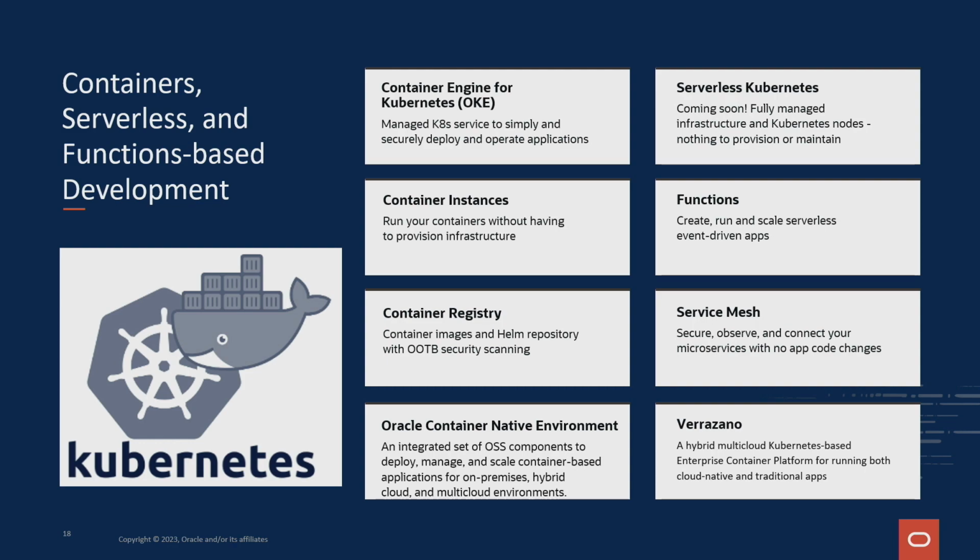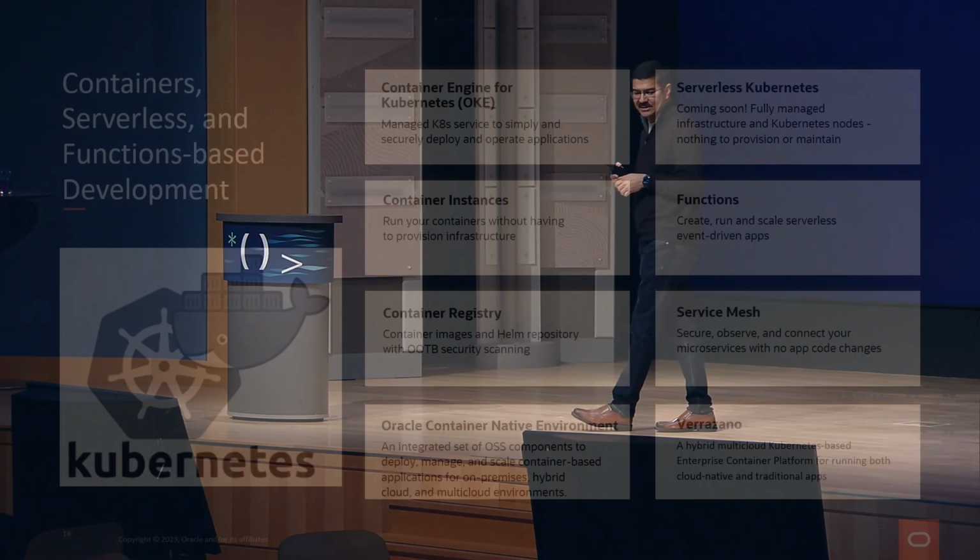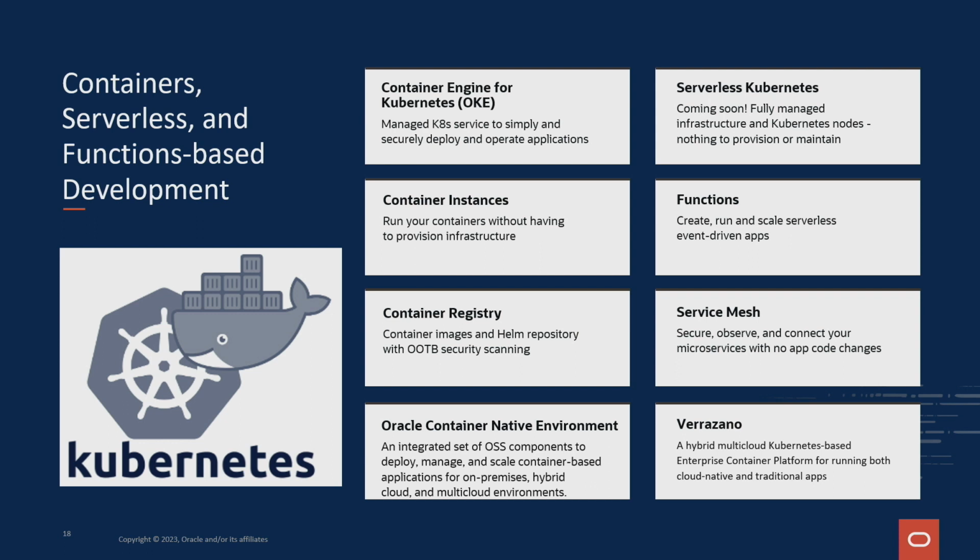And of course, like with everything else in Oracle Cloud, we give you a choice. If you want to build a hybrid cloud application or a multi-cloud application, we have solutions for those as well. We have the Oracle Cloud Native Environment, which is a collection of open source packages which you can use anywhere, on-premise, in a multi-cloud environment, or in a hybrid cloud environment. Similarly, we have a hybrid multi-cloud Kubernetes-based container platform called Verrazzano for you to deploy applications in case you're developing hybrid or multi-cloud applications.